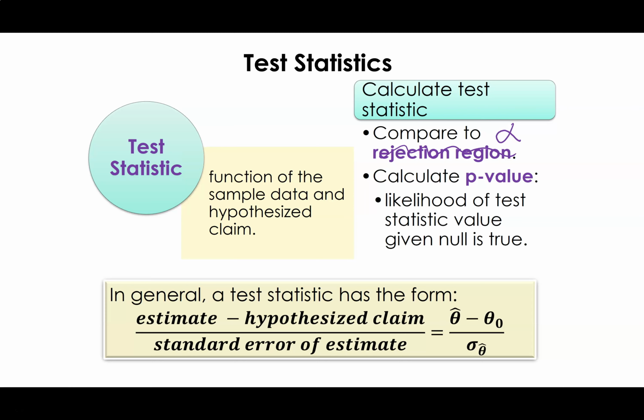In general, the test statistic is always going to be whatever you saw in the actual sample, so theta hat or point estimate, minus whatever's claimed, divided by some sort of spread, so the standard deviation or the standard error of the estimate.